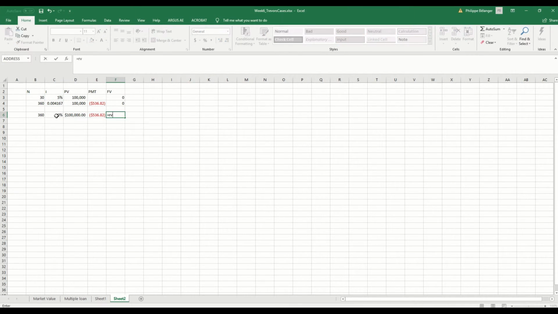Future value will be FV, rate, number of periods, payment, PV, that's it.